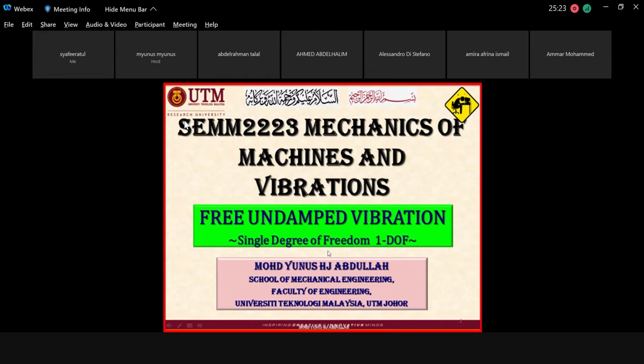So single degree of freedom means that you have one amplitude, one displacement, one natural frequency, and one mode shape. So these are the modal parameters, in the way that you are presenting the vibration problems.